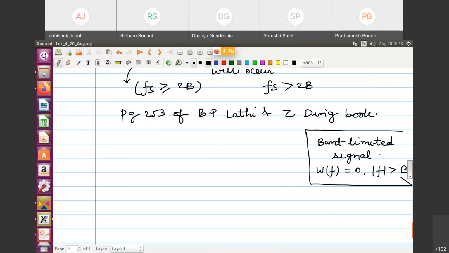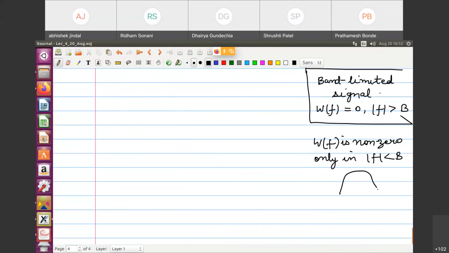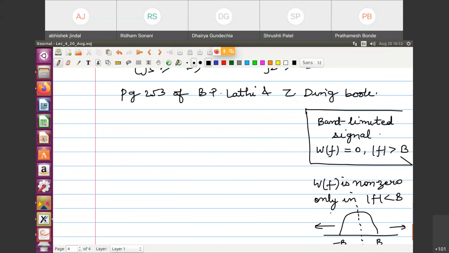What does this mean? We can say that W of F is non-zero only in mod F less than B. Then it's right. Yes, sir, maybe I read it wrong. Okay, so basically the meaning is that the signal should be 0 for mod F greater than B, that is beyond B and minus B. For all these values it should be 0. Right now we will be studying that even this sort of signal cannot exist. Now we will study this.